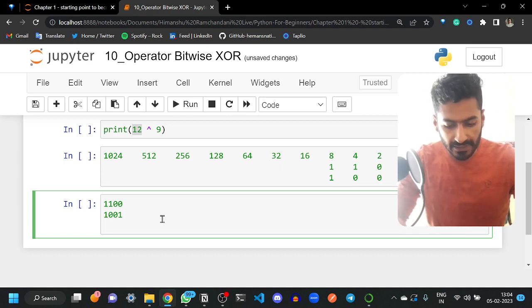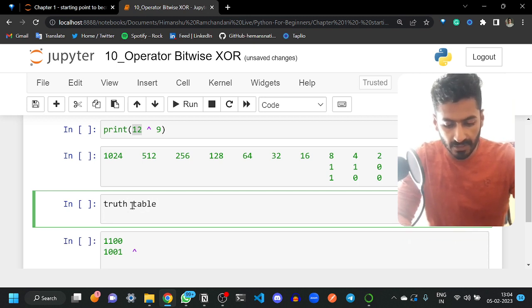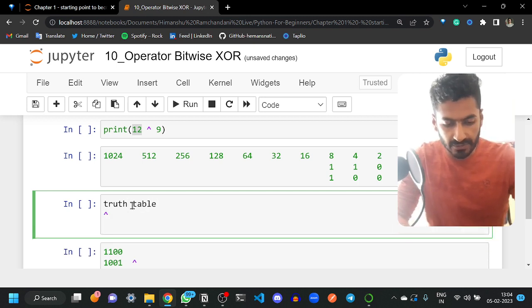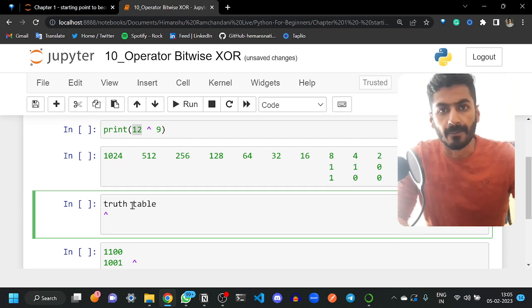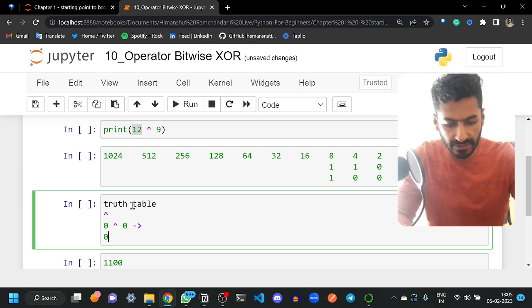So we have to calculate XOR between them. To do that, we need a truth table. So what is a truth table? We already know this is used to calculate the operations between different logic gates. So let's solve this. 0 XOR 0 will give us, let me write these first.